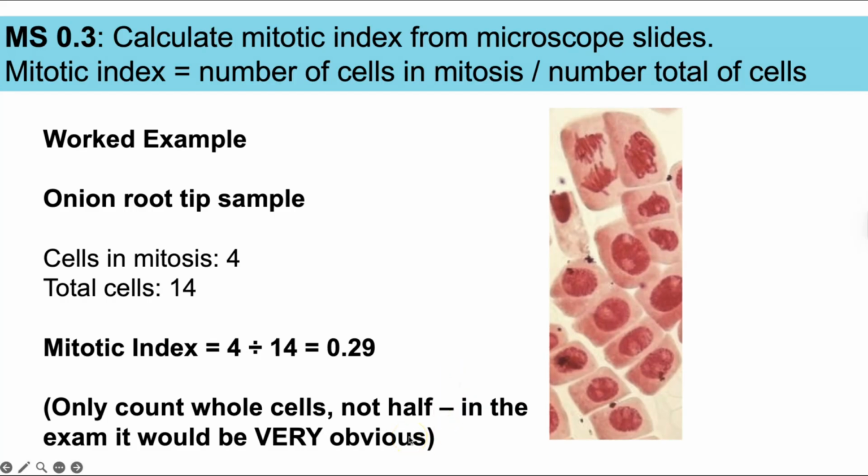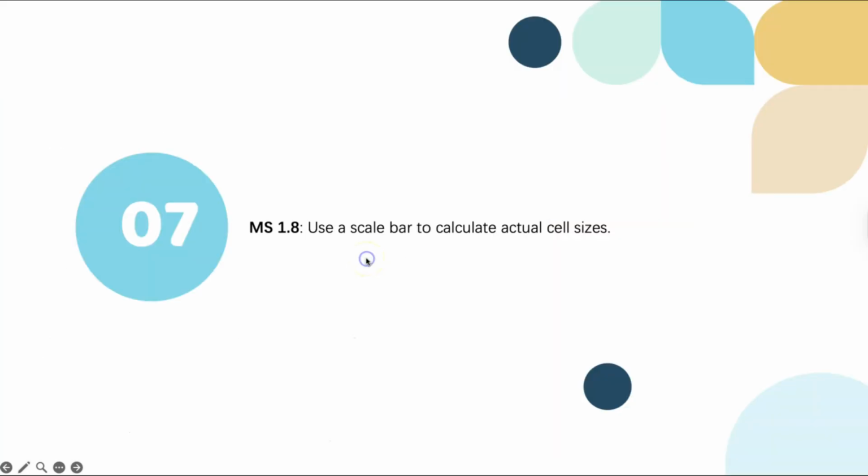Now, the point I was making down here is, this is just an image that I've found online, but in the exam, they would give you an image where it was really obvious, where there was no debate about whether it is or is not in mitosis. It would be really obvious that you can see those lines. So just bear that in mind for the exam.